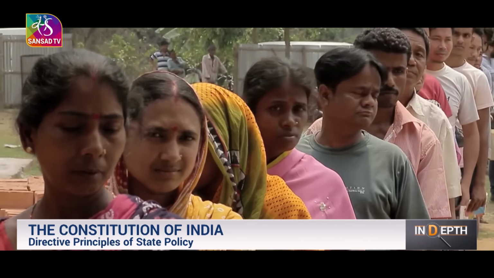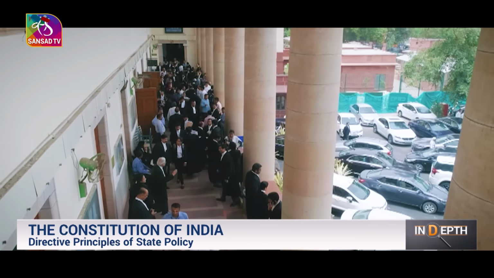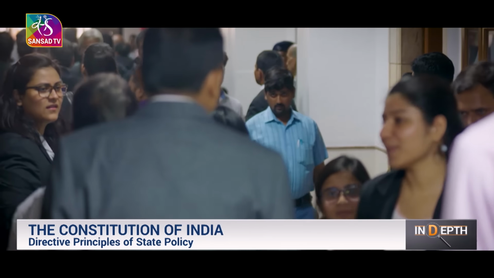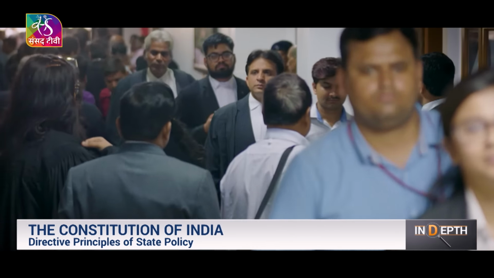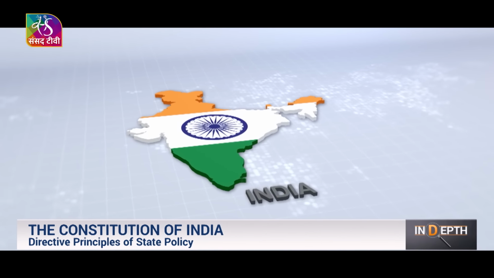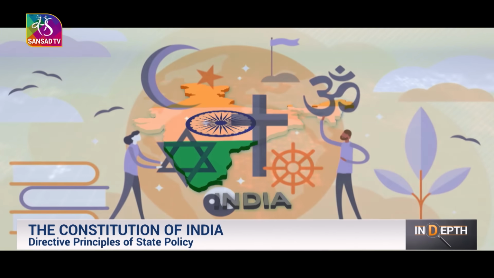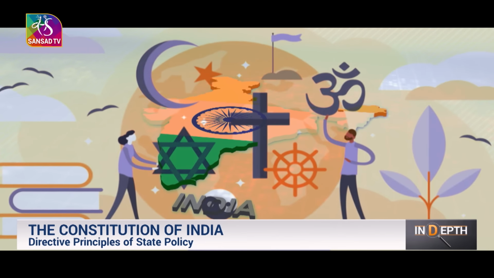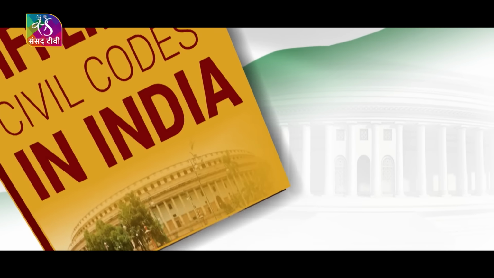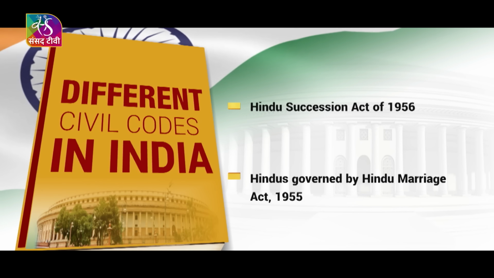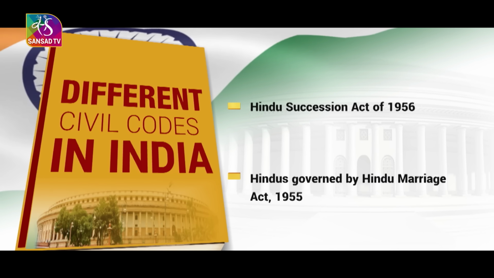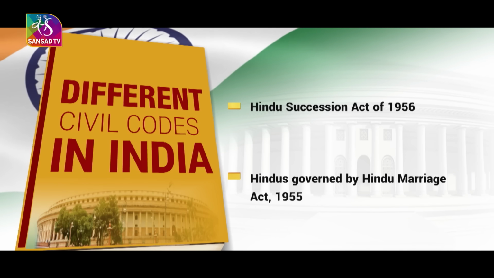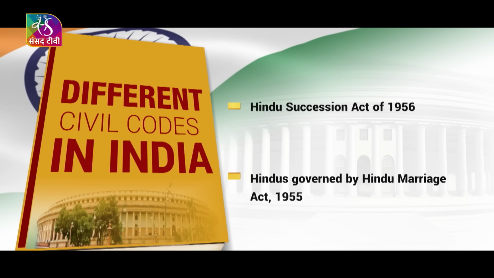But the implementation of the code has been patchy, as India is a diverse country, with various religious communities following their own personal laws. In India, personal laws governing marriage, divorce, inheritance, and other such matters are based on religious texts and customs. The major religious communities in India, including Hindus, Muslims, Christians, Sikhs, have their own distinct personal laws. For instance, Hindus are governed by the Hindu Marriage Act of 1955 and the Hindu Succession Act of 1956, which governs the rights of Hindus, Buddhists, Jains, and Sikhs.